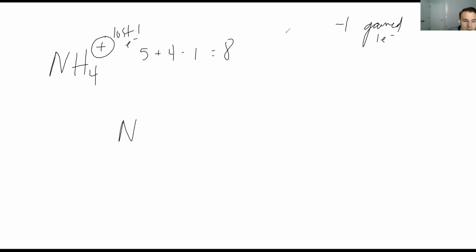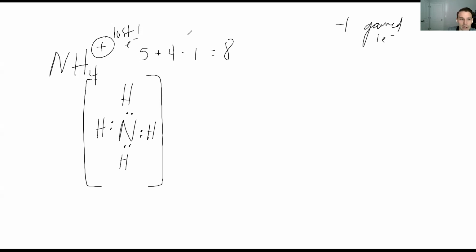So I'm going to take nitrogen. 1, 2, 3, 4, 5. Now I'm going to lose 1. So the easiest way to do this, I'm just going to lose that one. I mean, the hydrogens only have 1. And so then I'm going to just bond my hydrogens here. Now the nitrogen has 8, each hydrogen has 2. And the special thing about an ion is when you're done, you have to put it in brackets with its charge so that we know that it's an ion and that it either lost or gained an electron.